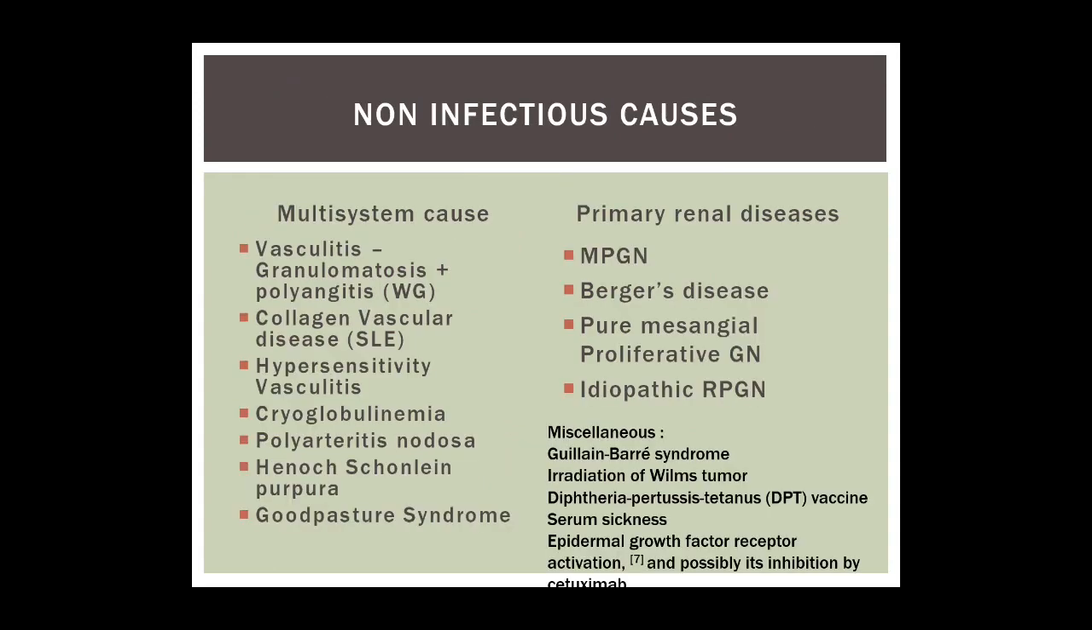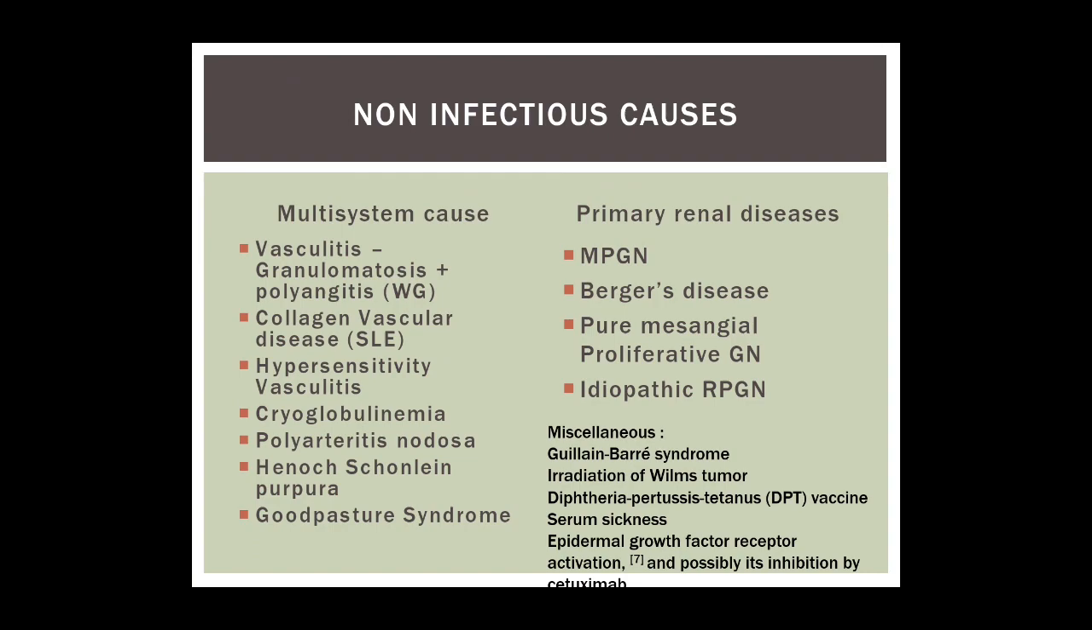Non-infectious causes can be in the form of multisystemic problems like a vasculitis such as polyangiitis granulomatosis, that's Wegener's granulomatosis, what we used to call it earlier. You can have acute glomerulonephritis in a case who has SLE, a collagen vascular disease. A patient with hypersensitivity vasculitis may also present with the possibility of having acute glomerulonephritis, as can cryoglobulinemias, polyarteritis nodosa, Henoch-Schönlein purpura, and Goodpasture syndrome.